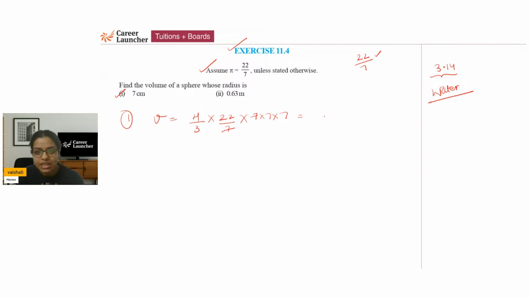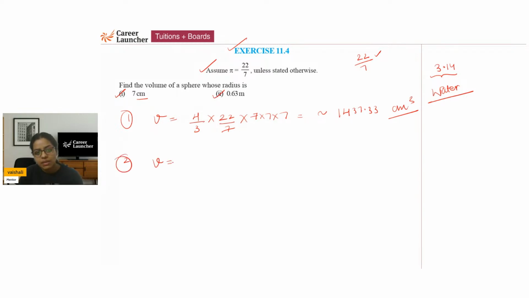Since we are dividing by 3, this should be approximately 1437.33. Now what will the unit be? Volume is always in cube units. If you say it is in centimeter, then it has to be centimeter cube. So this is the very first part of this session. Now the second.